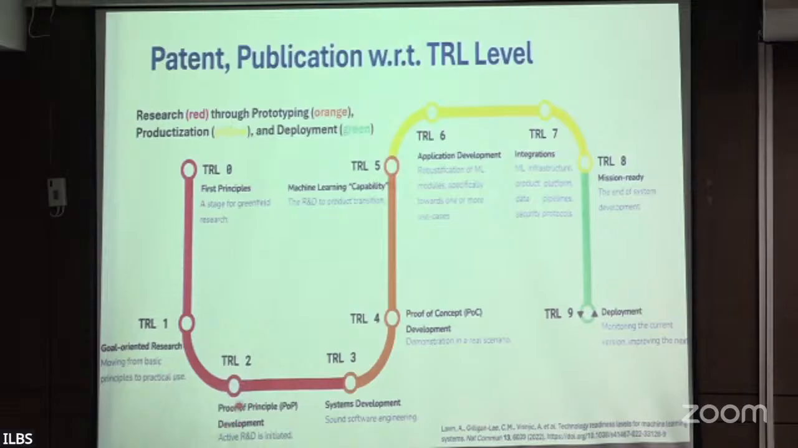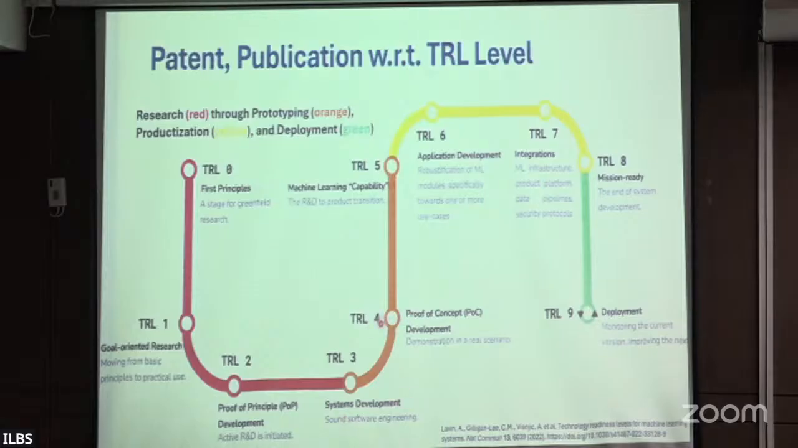Then TRL2 gives the proof of principle development, meaning the first prototype. Okay, this is feasible, doable. When we have a little amount of data and we have applied the available algorithms, and we have some amount of result that is convincing, that can be doable. So this is the first prototype, proof of principle or proof of concept. That is TRL2.